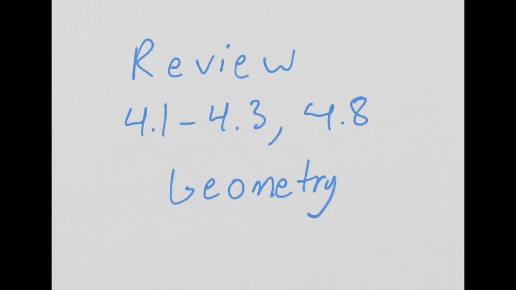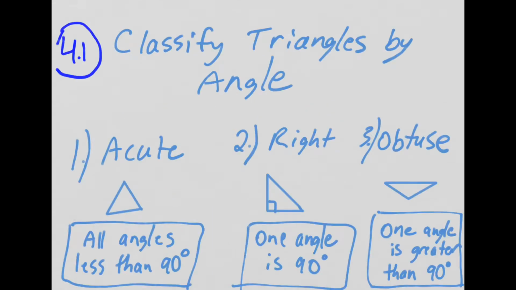This is a review for sections 4.1 through 4.3 and 4.8. In 4.1, we classified triangles by angles. If all of the angles in a triangle are less than 90 degrees, the triangle can be called acute. In Chapter 1, we called individual angles acute. Now we can call the entire polygon acute.